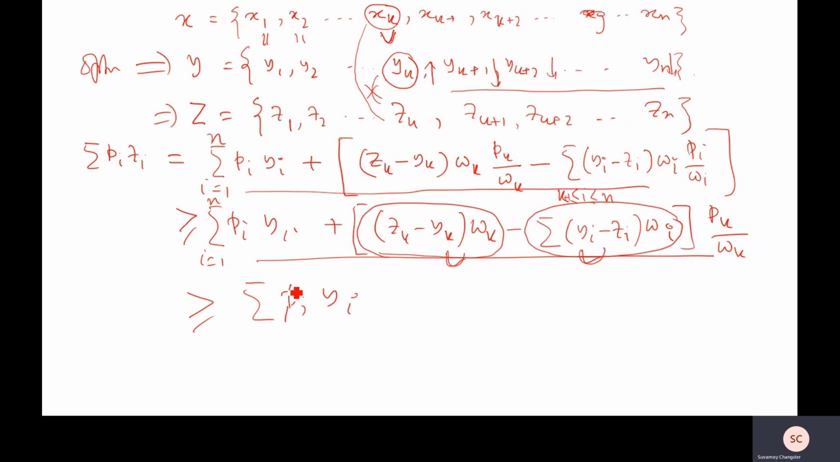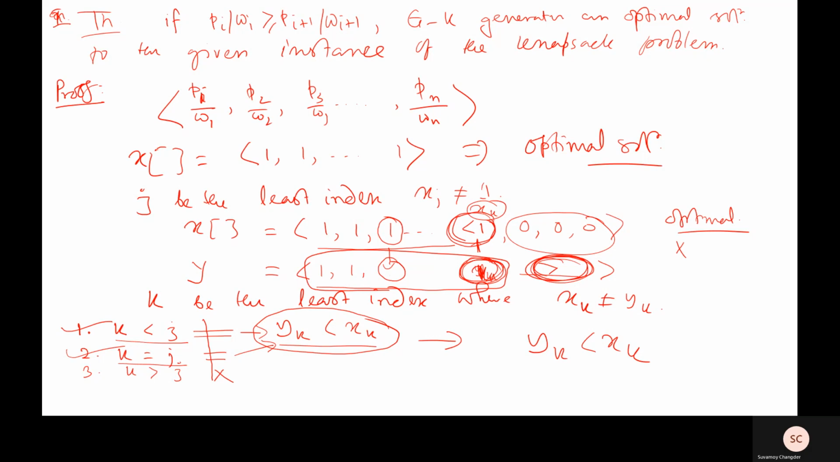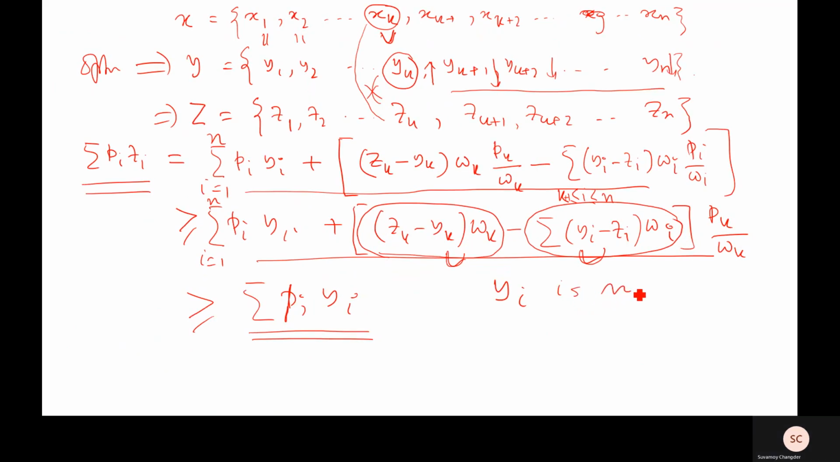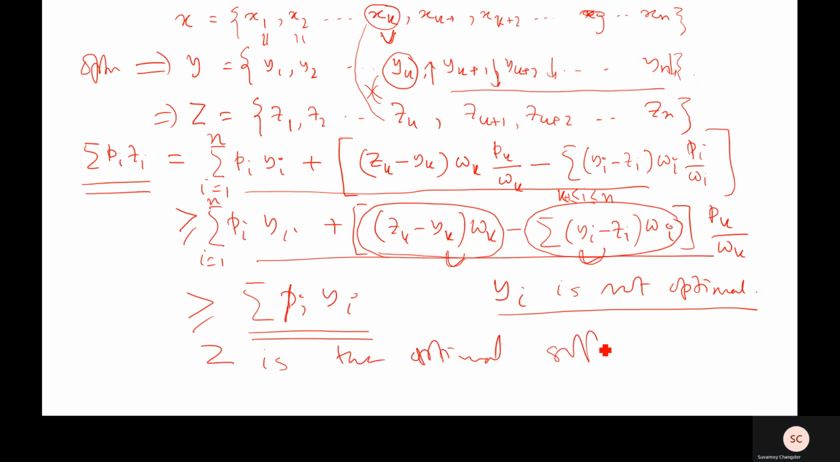Now, what does it mean? There is a solution z whose profit is greater than y. Therefore, y is not optimal. Z is the optimal solution. Now what is z? Think.